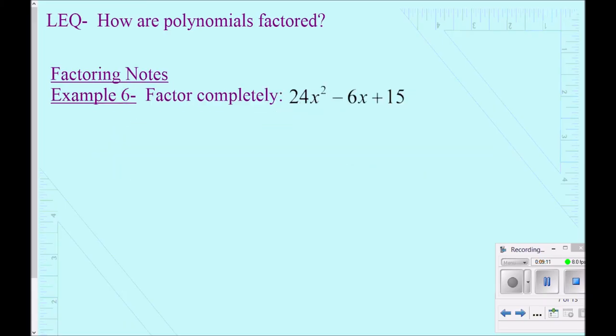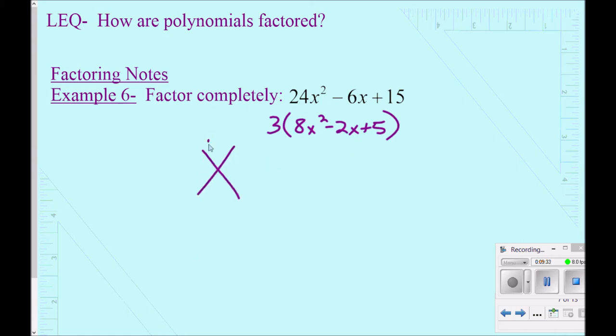Next one. So again, we're going to first check for greatest common factor. This does have a greatest common factor of 3. Factoring that out, I'm left with 8x squared minus 2x plus 5. Next, I'm going to see if this trinomial factors. So 3 terms, trinomial means I'm going to check with a diamond.